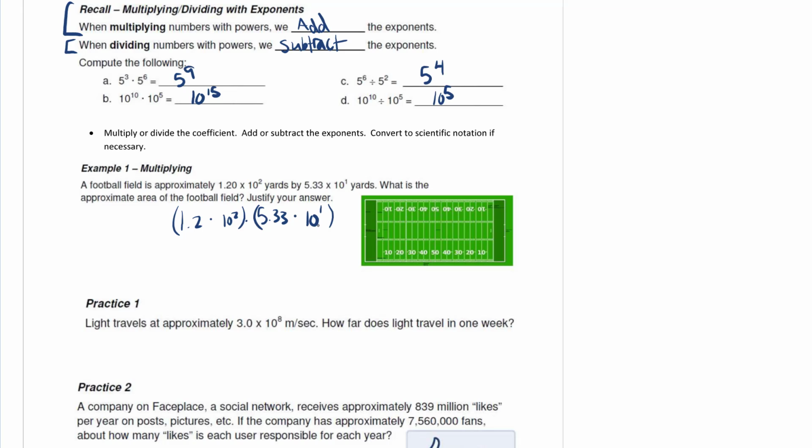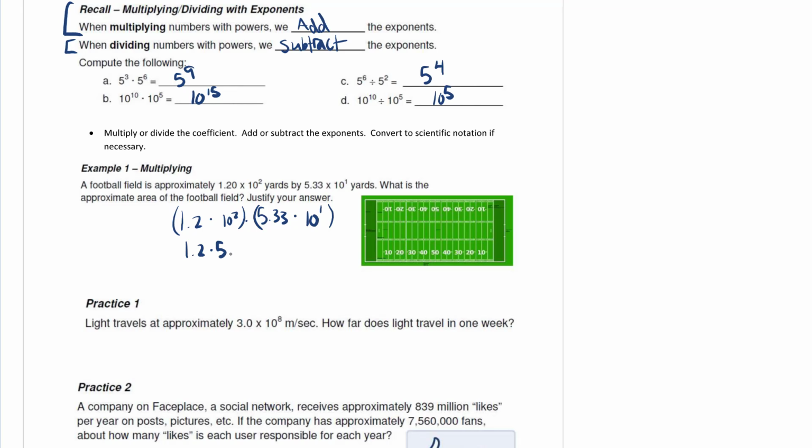Now remember, multiplication is associative, so we don't care how we group together these different parts of the expression, so we can just totally get rid of these parentheses. They're not necessary. Additionally, multiplication is commutative, so we don't care what order we multiply in. So the parentheses are unnecessary, and we can change the order around. So why don't we combine the 10s together, the 10 to the 2 and the 10 to the 1? That'll be a more convenient way of writing this.